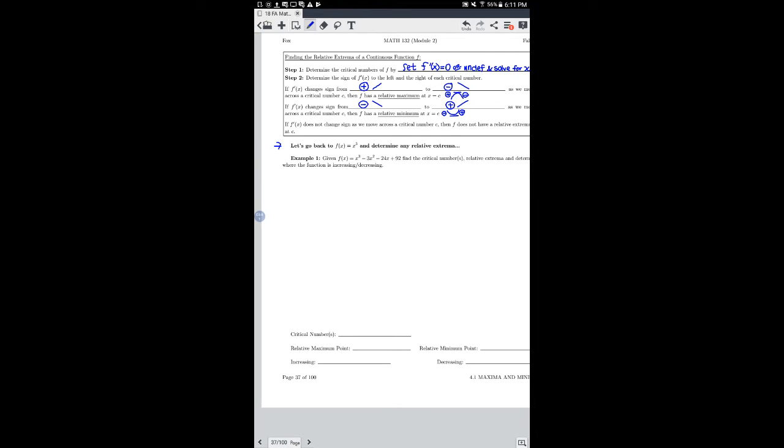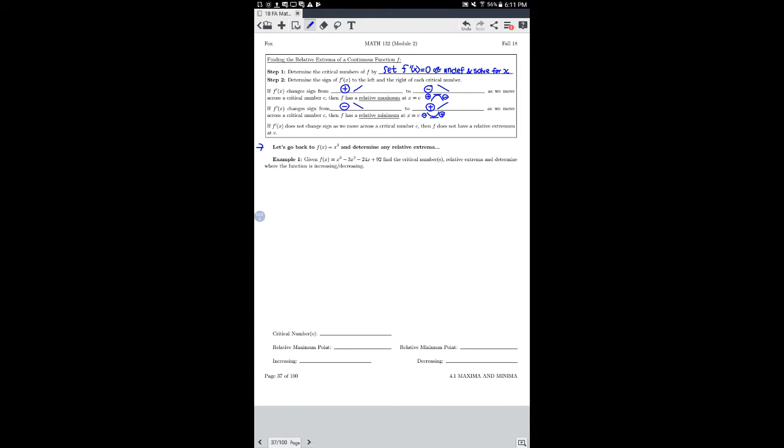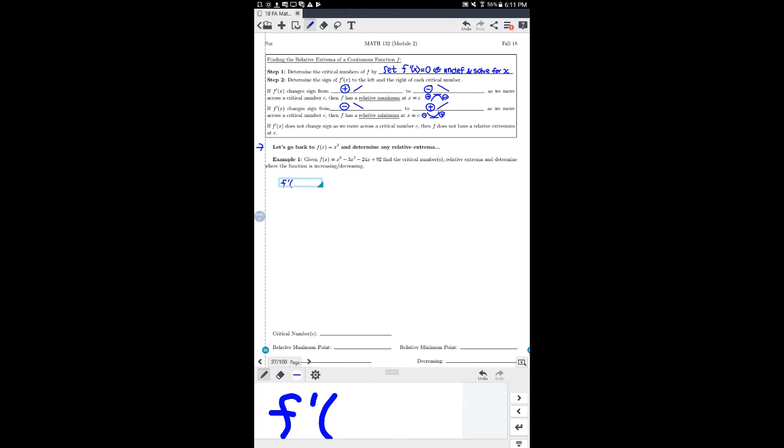So let's look at the first example on this page. We're given f of x is x cubed minus 3x squared minus 24x plus 92. We want to determine the critical numbers, relative extrema, and where the function is increasing or decreasing. So I'm going to do my same two steps as before. I'm going to take the derivative and set it equal to 0. My derivative is 3x squared minus 6x minus 24. I'm going to set that derivative equal to 0.